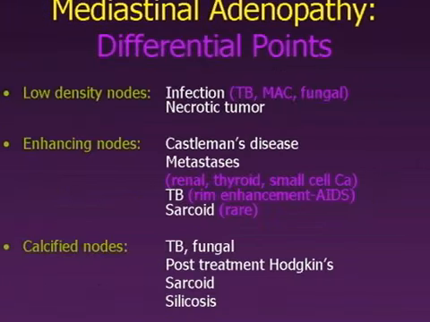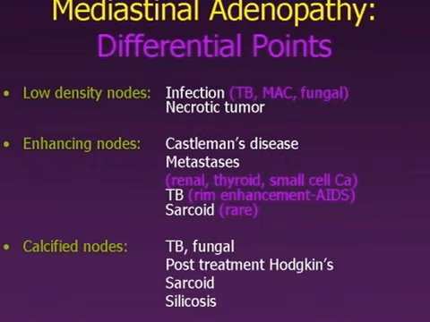Differential points when assessing mediastinal adenopathy, low density nodes. Typically, this is going to happen with infections, and notoriously mycobacterial infections, including TB and Mycobacterium avium complex disease, can give you low density necrotic nodes, but fungal infections can do the same. Any necrotic tumor can also give you a low density node. Remember that in tuberculosis, particularly in the setting of AIDS, but also outside of the setting of AIDS, post-administration of intravenous contrast, you may appreciate a briskly enhancing rim surrounding the low-density area.